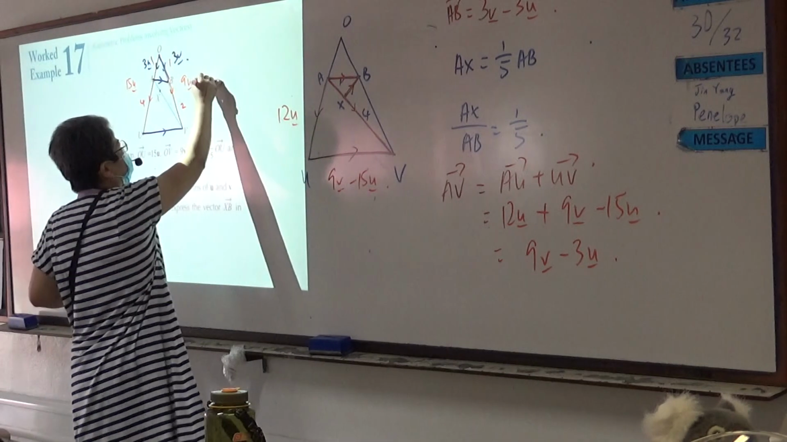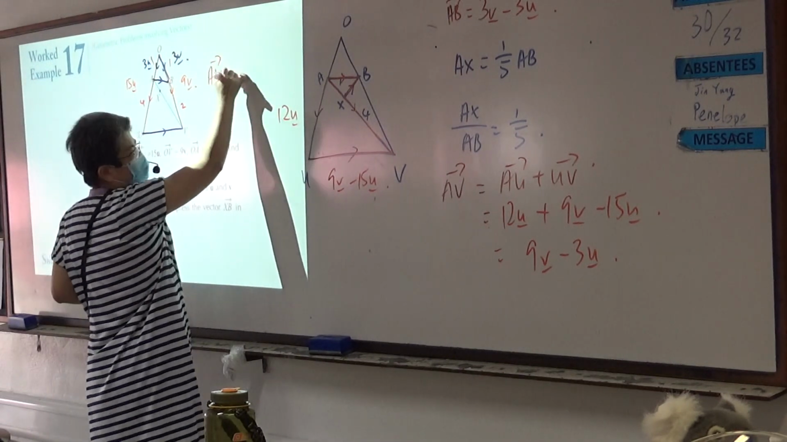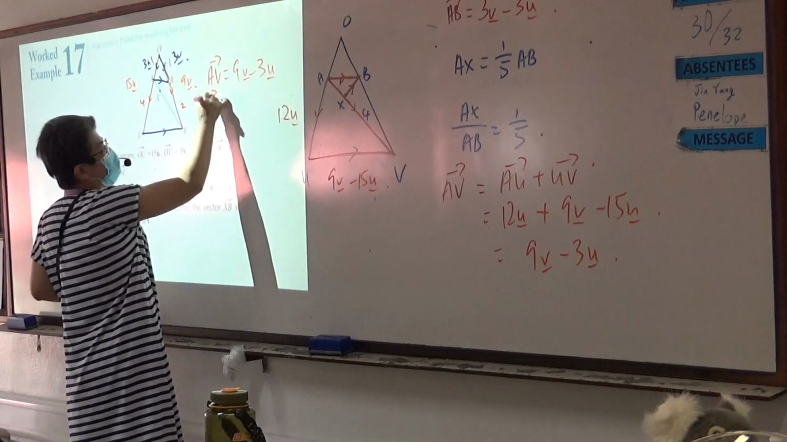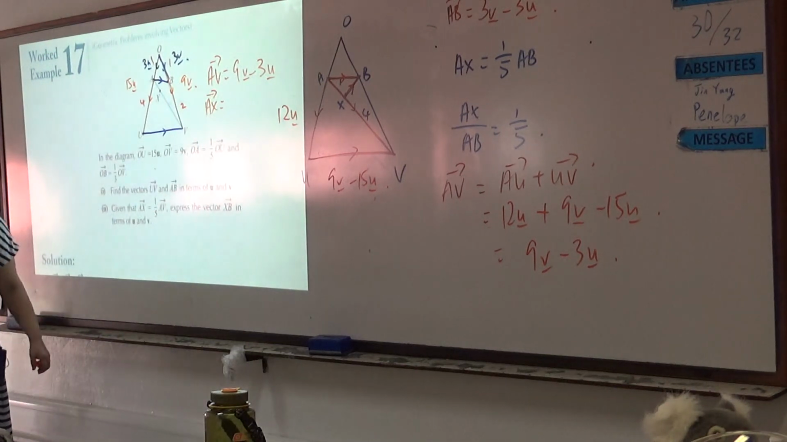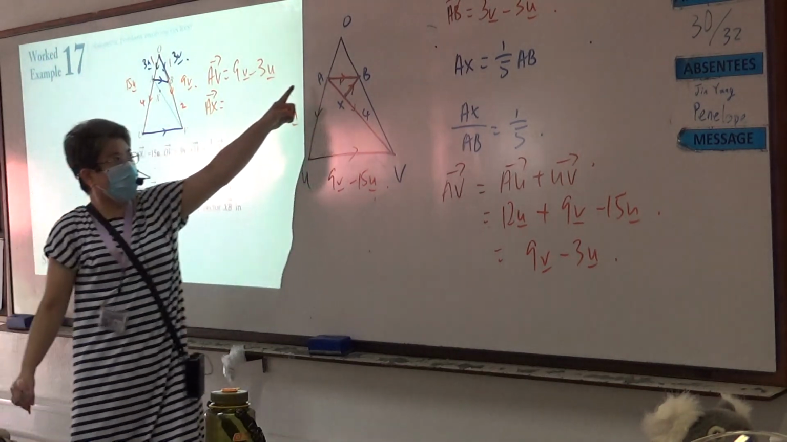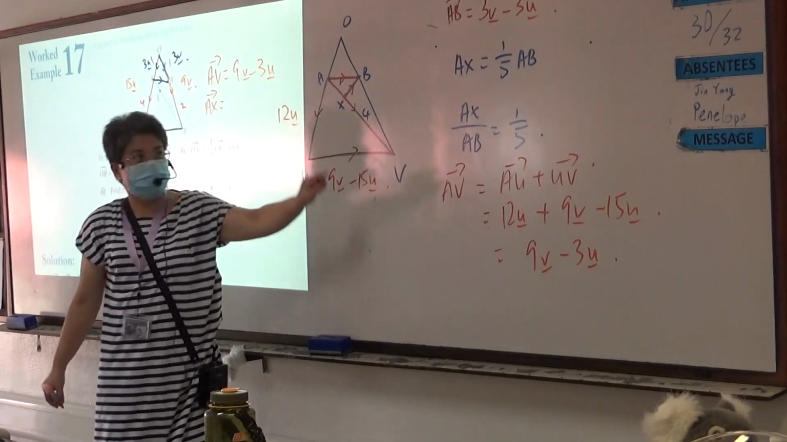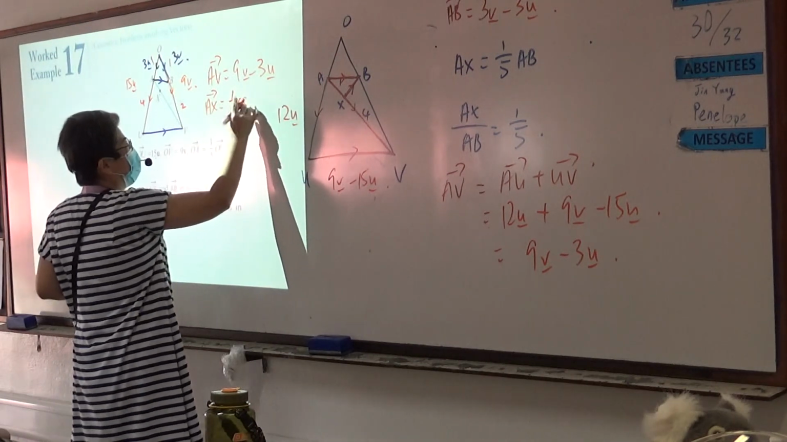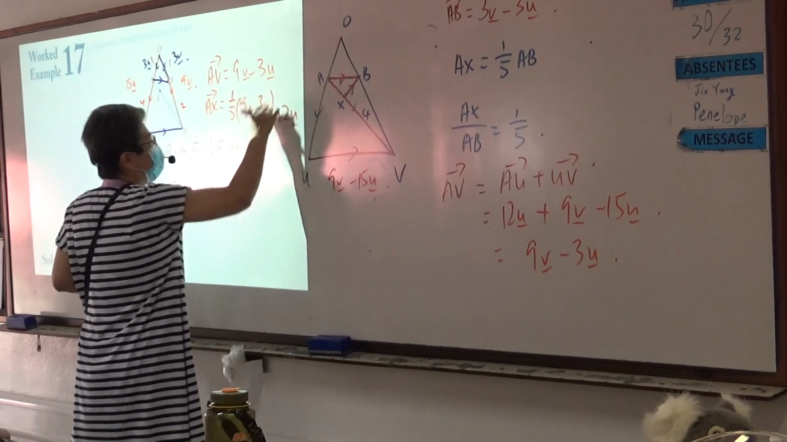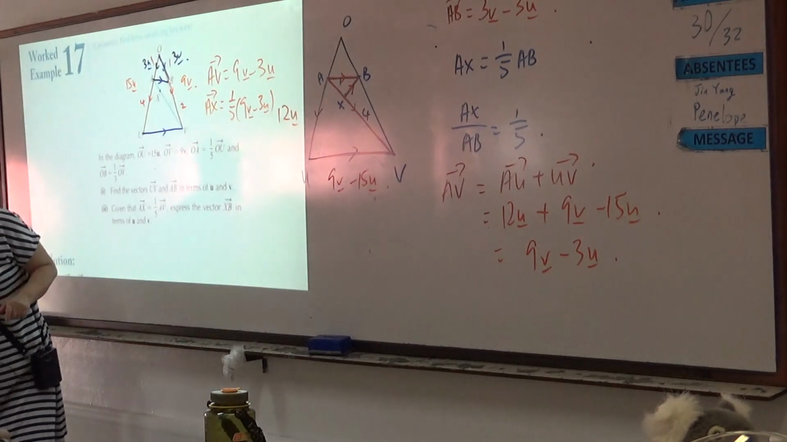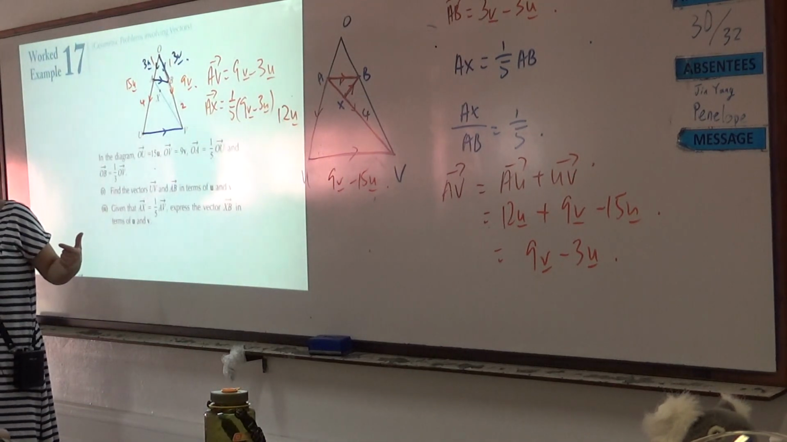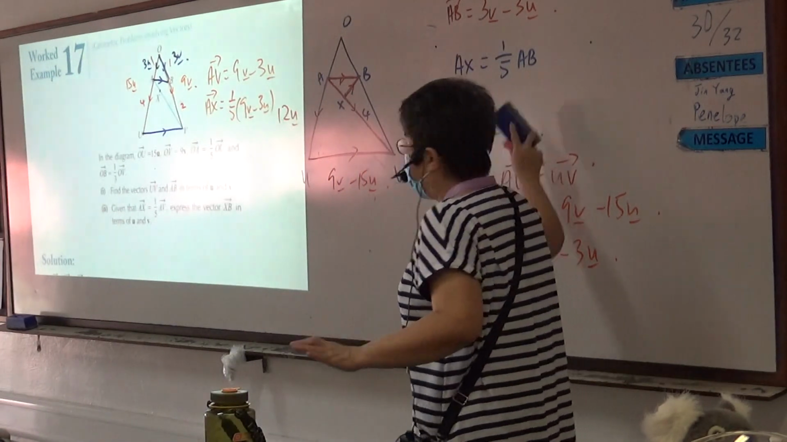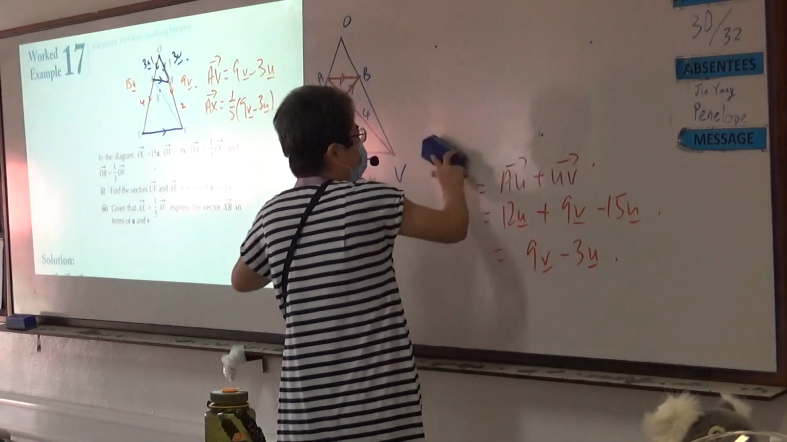Okay, so what about AX then? This whole thing is 9V minus 3U. So this will be 1/5, right? Okay, this will be 1/5 of 9V minus 3U, agree? Yes or no? I can find AX already, correct? Okay, all of you look up here. All this okay already? All this fine? Okay, good. Now going on to the next part.